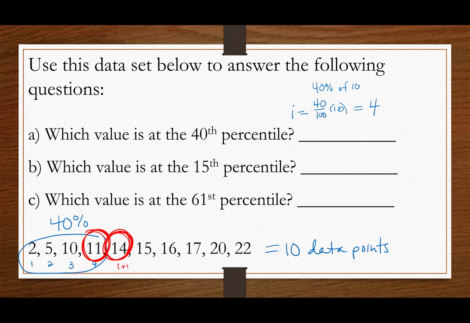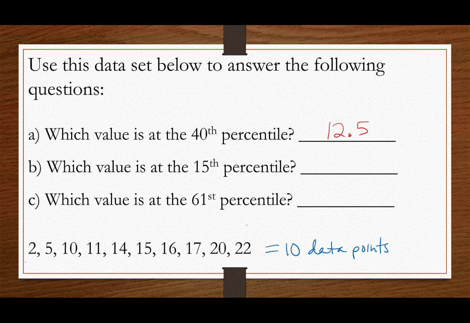11 plus 14, divide that by 2, gives us the score of 12.5. Now that is not one of our data points, but it's right here, and that's the 40th percentile. It means 40% scored less than 12.5 and 60% scored greater than 12.5.